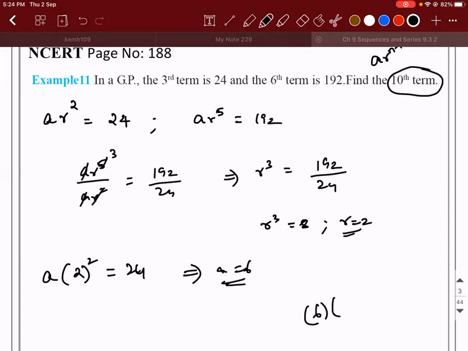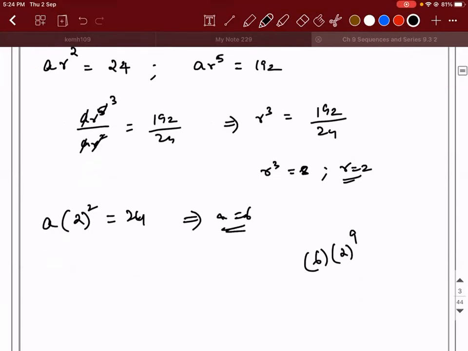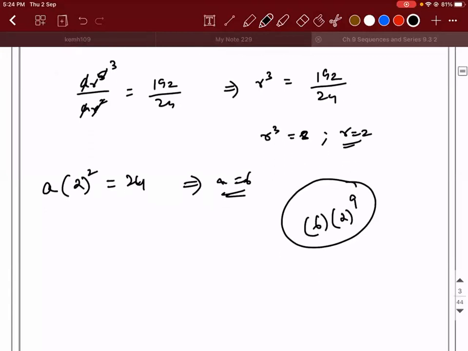So 6 into 2 power 9. So 6 into 2 power 9 is going to give you the 10th term. 2 power 9 is how much? 512. So 512 into 6 will give you the answer. So whatever it is, you calculate it later. Okay.